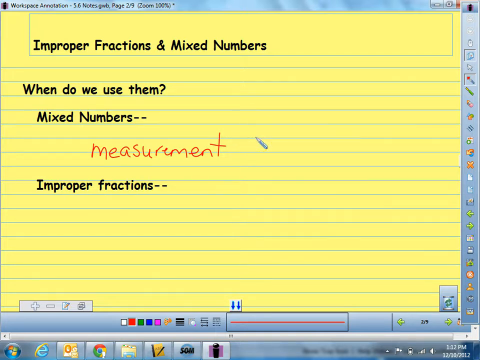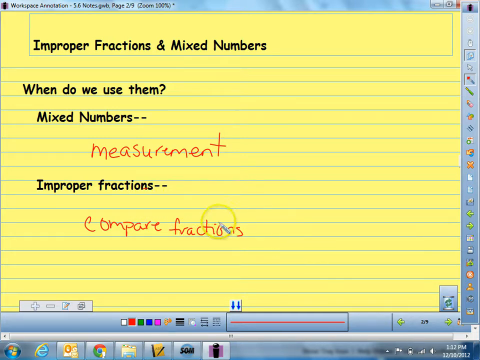So how about improper fractions? When do we use improper fractions? Well, we don't use it a whole lot in everyday conversation, but we do use it a lot in math when we compare fractions. So whenever we need to compare fractions, or compare specifically mixed numbers, we need to use improper fractions in order to compare them properly.